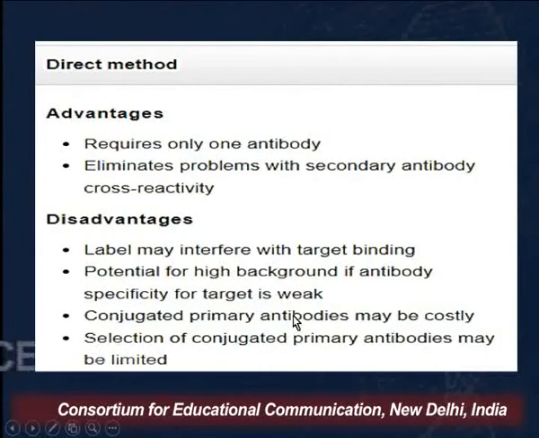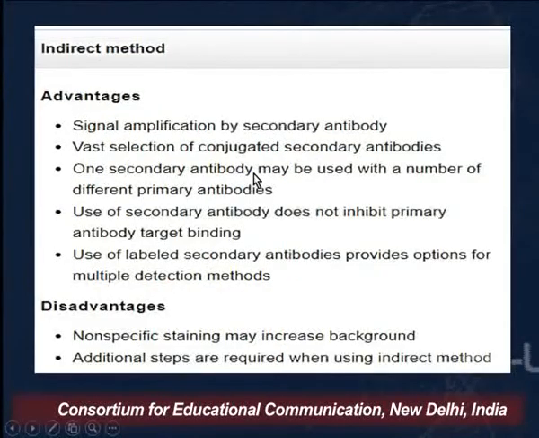It can produce some kind of a high background as well because of the non-specificity for a target tissue. The conjugated primary antibodies may be costly. Conjugated means addition of a label, conjugated to a particular label. The production of this is costly, and the selection of conjugated primary antibodies may be limited. Commercially they may not be available, and if you prepare your own primary antibodies, then to conjugate them becomes another task. So the direct method is sometimes advantageous, but more commonly the indirect method is used.